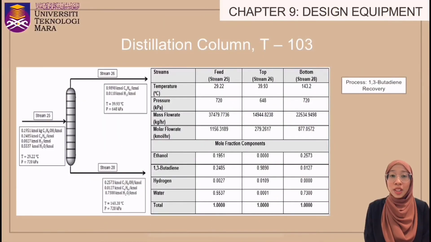Then we proceed with distillation column T103. This distillation column is mainly focused on butadiene recovery. In our production plant, more than 90% of butadiene will be recovered in T103. So here is a schematic diagram for T103, which includes the properties table for inlet and outlet streams.